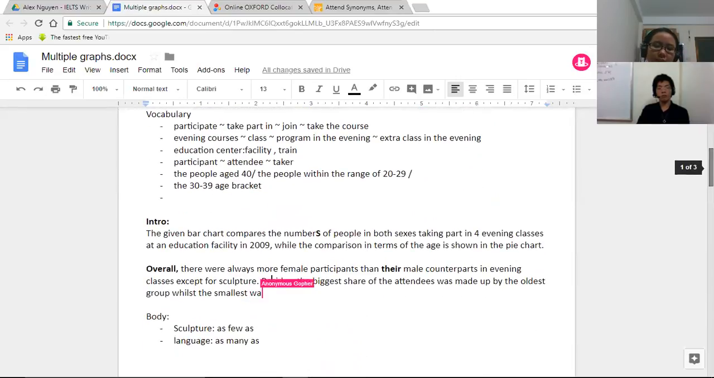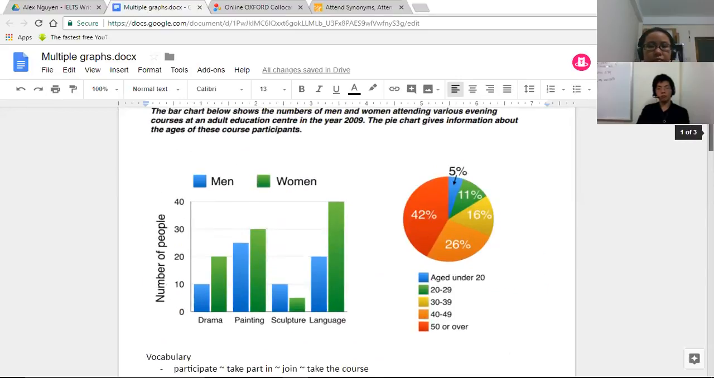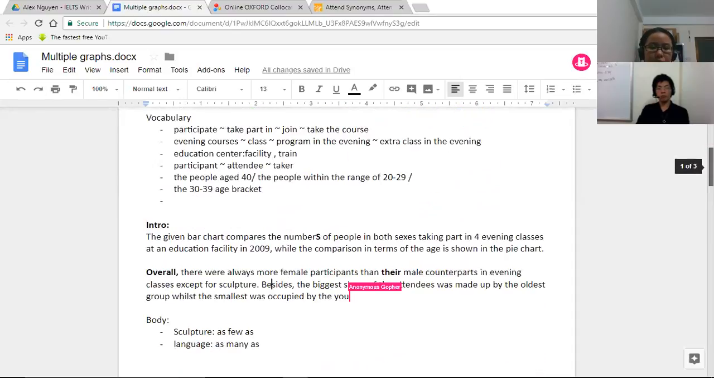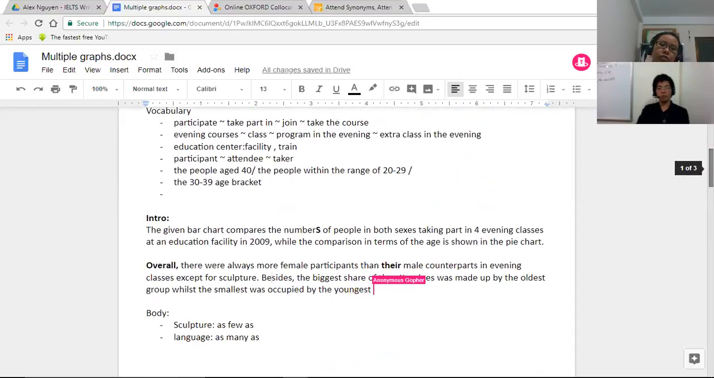Besides, the biggest share of the attendees was made up by the oldest group.